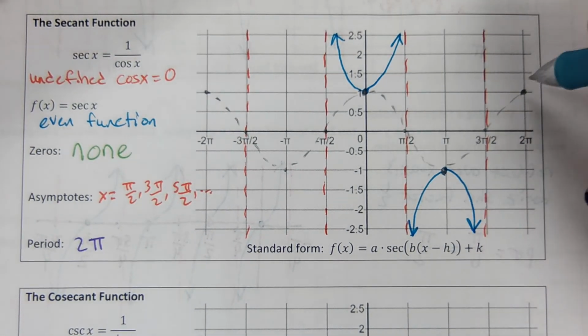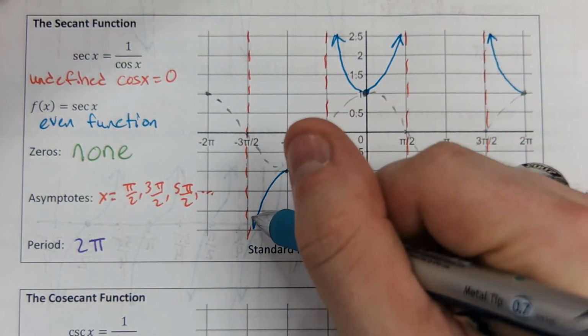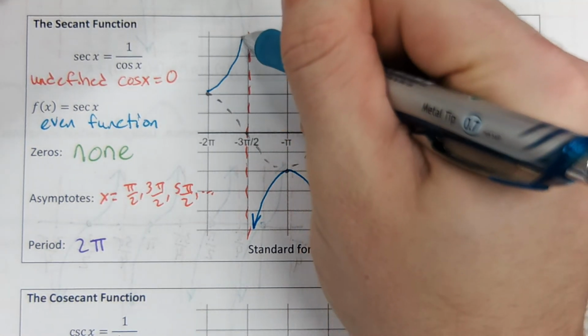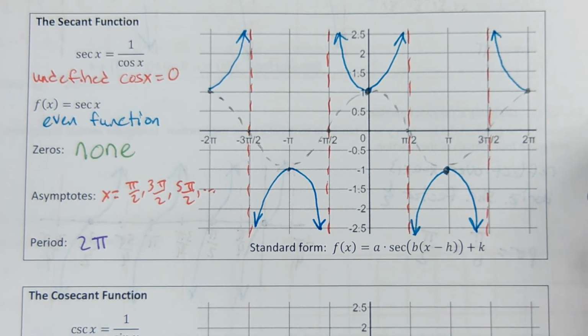We might as well throw the other ones on there. I do not have the parent secant graph memorized. I just happen to know how to graph cosine, and I just turn the U shapes upside down. They go in the exact opposite directions, yep. So that's all I do. I graph a ghost cosine, and I turn its bells and cups upside down. And now I have secant.